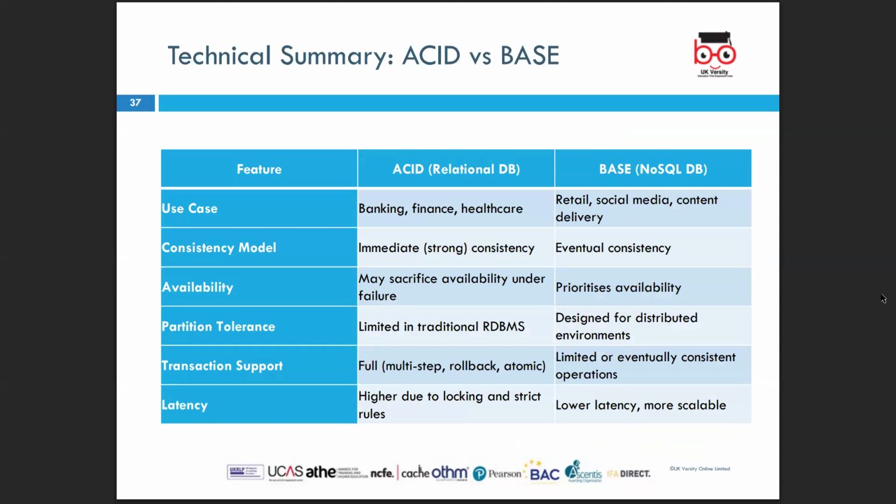So here, in our table, we have a technical summary between our relational databases and our non-relational databases, where we have examples for our use case, consistency model, availability, partition tolerance, transaction support, and latency.